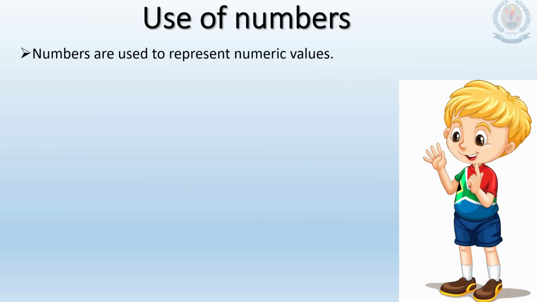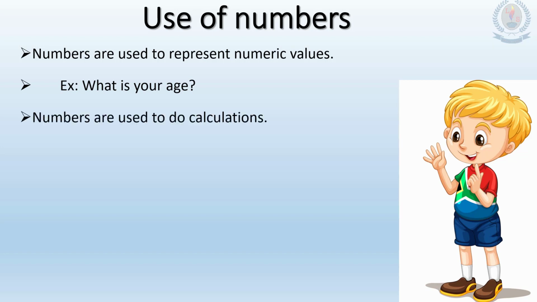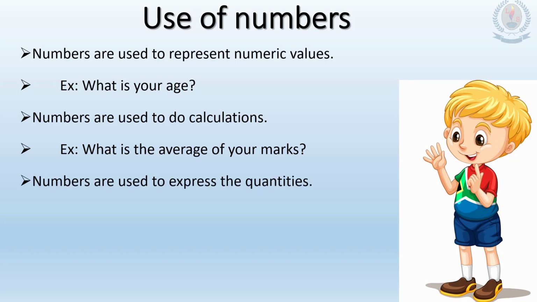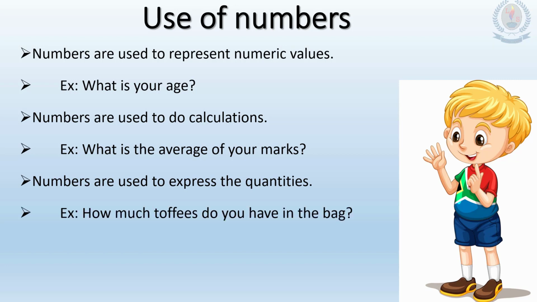Now let's see what the uses of numbers are. First, numbers are used to represent numeric values. That is the basic thing we use numbers for. As an example, if I ask your age, you use numbers to represent your age, and we use numbers in calculation. Let's say the average mark of this midterm, so we use numbers to calculate. And numbers are used to express quantities. If I ask how many toffees are inside the bag, you again use numbers to give the answer.